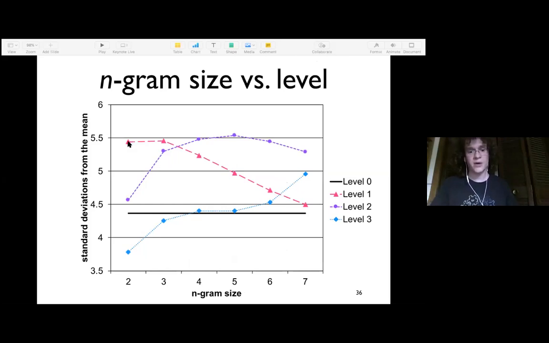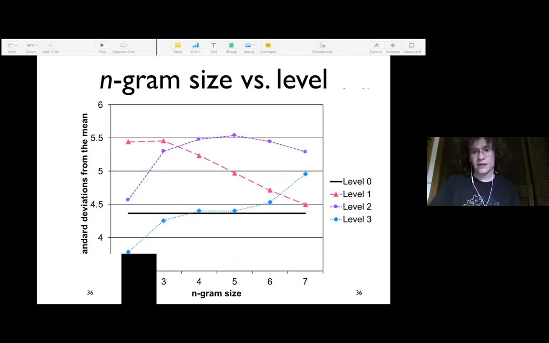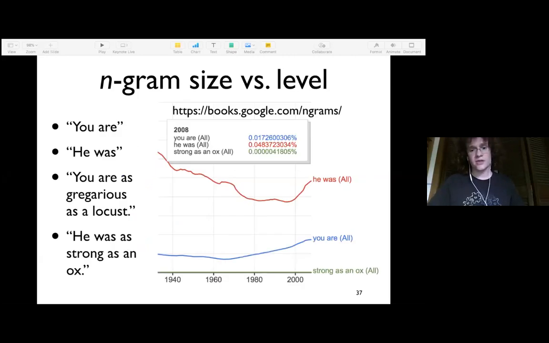We can break this down. And here we see that performance essentially peaks for level 1 at about 3 grams. For level 2 of the model, performance peaks at 5 grams. And for level 3 of the model, performance is still climbing at 7 grams. So we have an interesting thing going on here, which is that these more abstract associations are more useful if you're using larger n-grams.